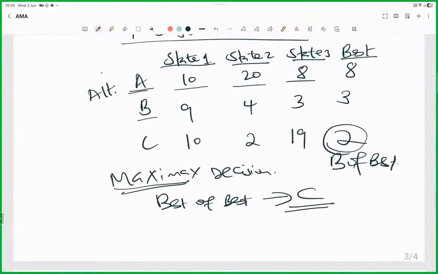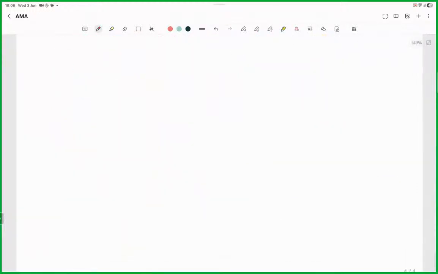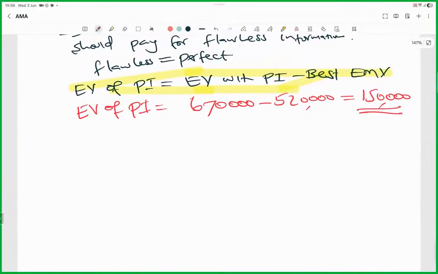All right. Now, ladies and gentlemen, mathematics of money. Money or the box. Our past paper, I thought our best is, sorry. Was our best EMV 520,000? Yes. Best EMV is 520,000 here. So I took the EV with PI that we got up there, 670,000 minus the 520,000, which gave me this 150,000, which is the maximum amount payable for this expert information.